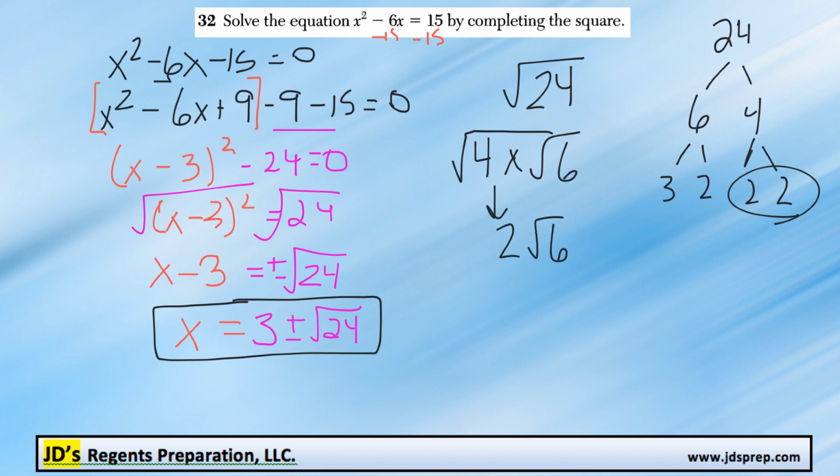So the square root of 24 is actually simplified to 2 root 6. So I'm actually going to revise that answer, and what it should be is 3 plus or minus 2 root 6. That would be our proper simplified answer.